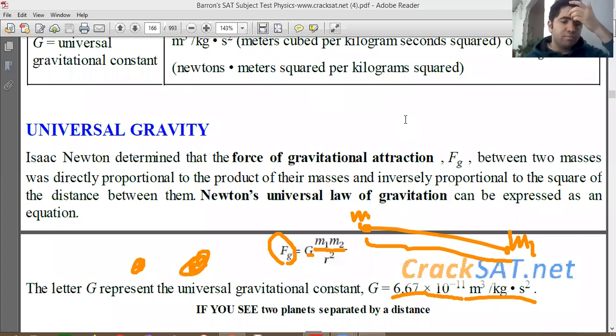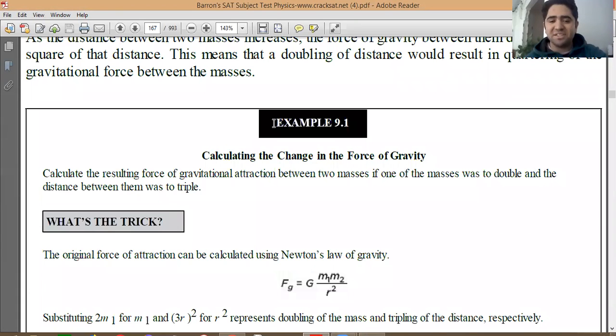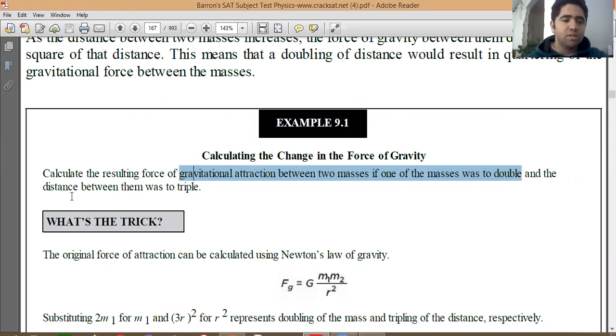So let's see an example. This kind of problem always comes on the test, because the SAT not only wants you to memorize the rule, but it also wants you to plug in random variables and numbers and understand the behavior of everything. So calculate the resulting force of gravitational attraction between two masses if one of the masses was to double and the distance was to triple.